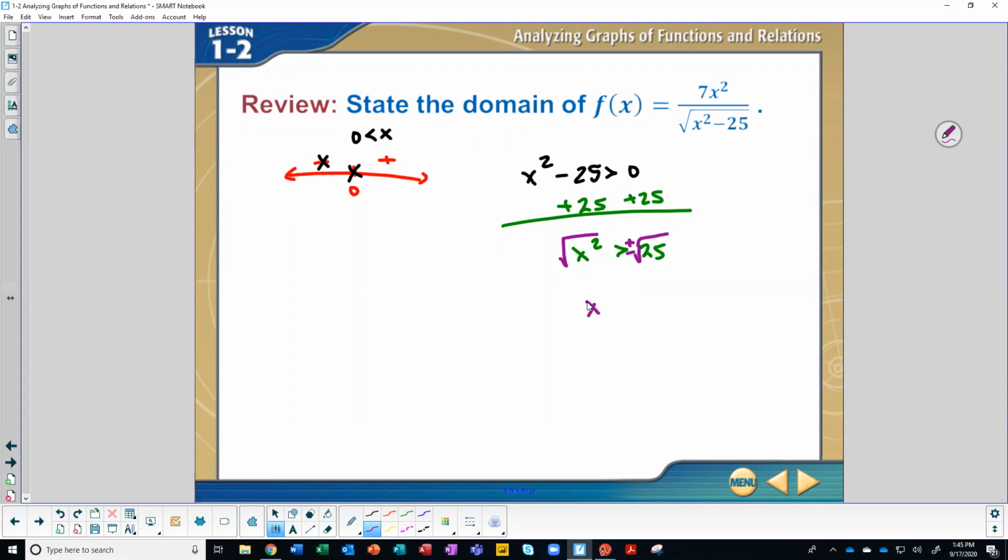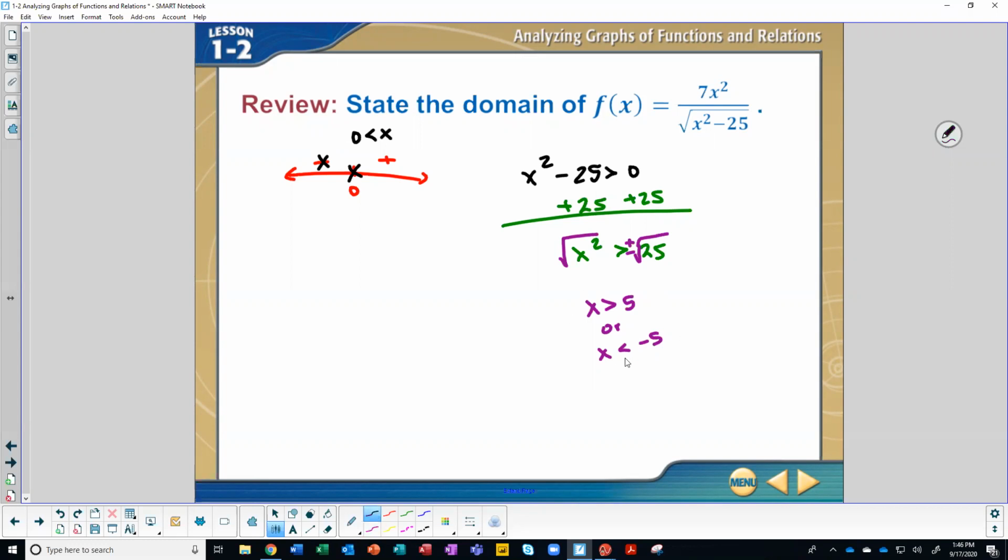Now I have that x is greater than the square root of 25, which is 5, or x is going to be, now remember this rule from 5th grade, if you multiply by a negative with an inequality, it switches direction. So x is greater than positive 5, or it's going to be less than, this flips, negative 5.